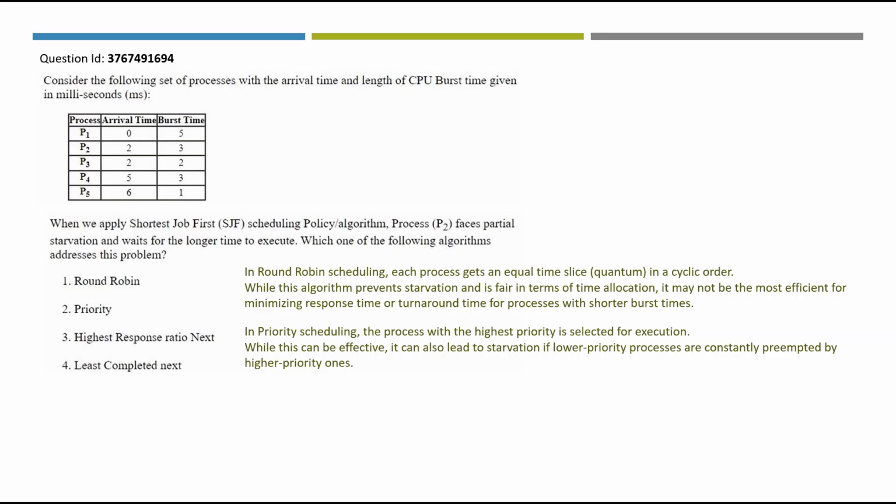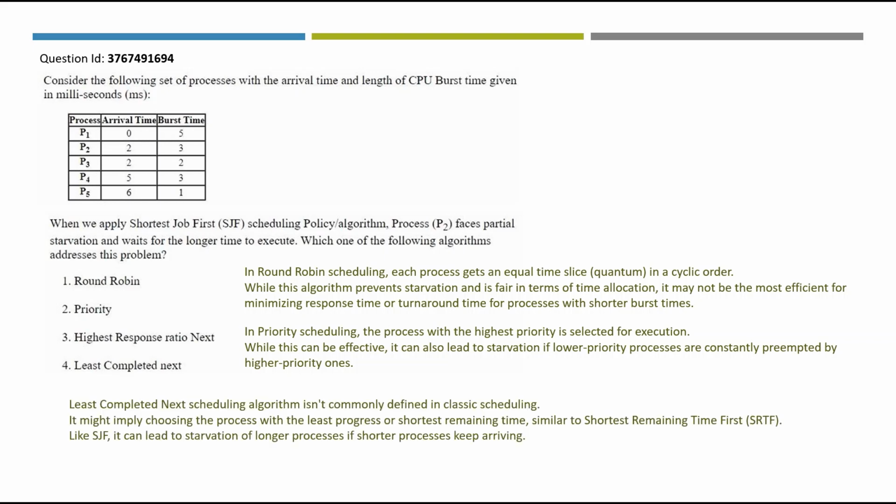In priority scheduling, the process with the highest priority is selected for execution. While this can be effective, this can also lead to starvation if lower priority processes are constantly preempted by higher priority ones. Take for example, if a process keeps coming with highest priority, when you have something in low priority, it will never get a chance to get executed. That is what they say here. What about least completed next scheduling algorithm? So this is for option 1, this is for option 2 and this is for option 4.